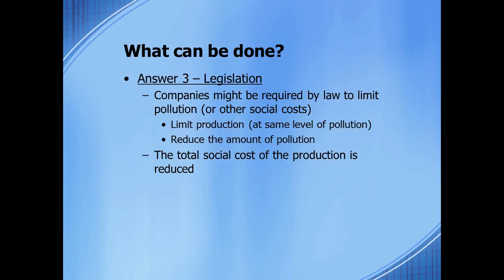The third way things could be looked at is legislation, and the government can use legislation. They can make firms be required by law to limit pollution or other social costs. It may make them change the way they behave towards communities, or change the way they treat workers, addressing the exploitation of workers. It could limit action or limit production at the same level of pollution, and it could reduce the amount of pollution, perhaps by limiting the social costs of production. And the total social cost of production is reduced.